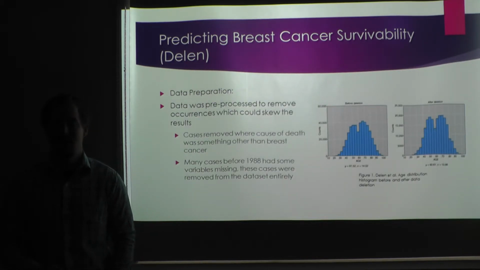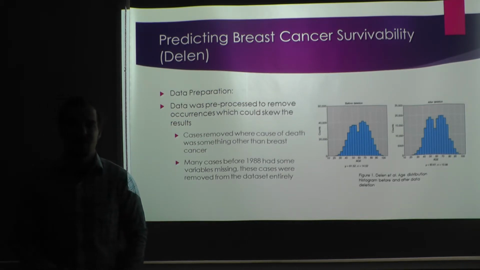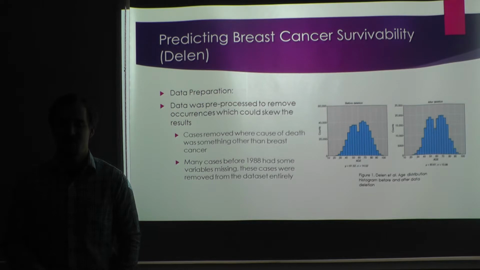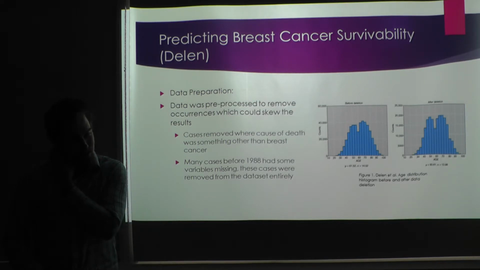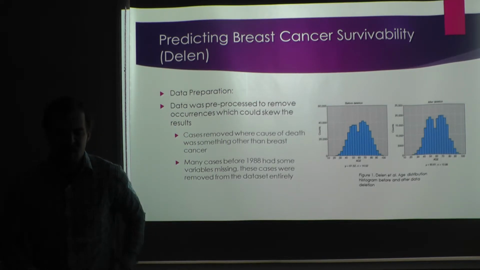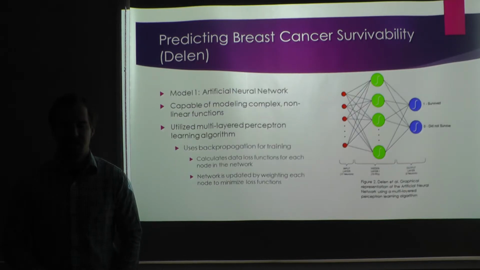So the data needed to be prepared before it could be analyzed. There were a lot of cases where the death of the subject was due to something other than breast cancer, so they removed these cases. And also before 1988, a lot of cases had variables missing because there wasn't a standardized method of reporting these values. So they removed those cases as well because they didn't want to skew the data. And on the right, this is just showing how that affected the age distribution. It concentrated the age more along the center line when they removed some of the data.